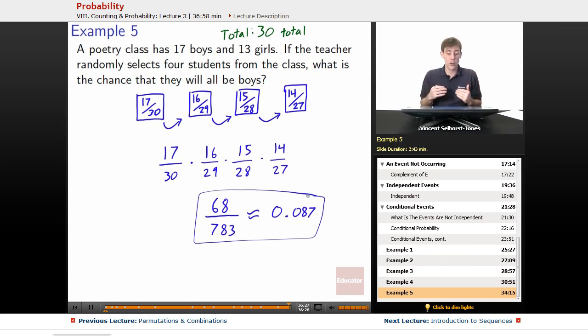It drops down pretty quickly. The first boy is a 17 out of 30 chance, but we drop down pretty quickly by the time we're at the fourth boy. It is a less than 1 in 10 chance.